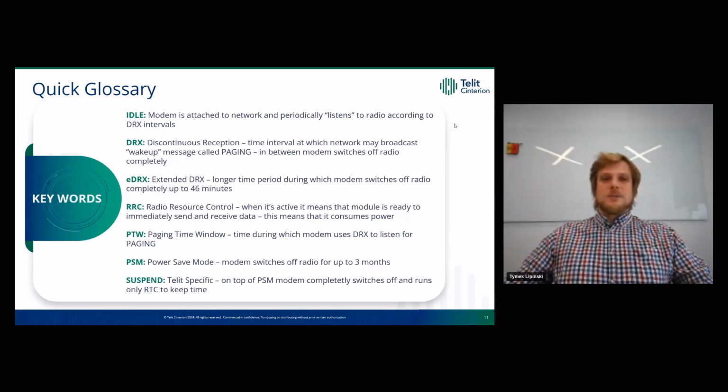DRX is an abbreviation for discontinuous reception. This is something wonderful that 3GPP invented to save power. It means that the modem only listens to the network signal in time intervals, and we call it paging. It can happen in intervals of 0.64 seconds, 1.28 seconds, 2.56 seconds, and so on. And it highly depends on current network operator settings, and it varies from location to country to continent.